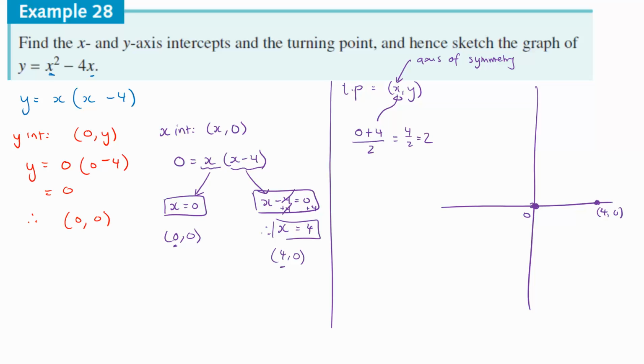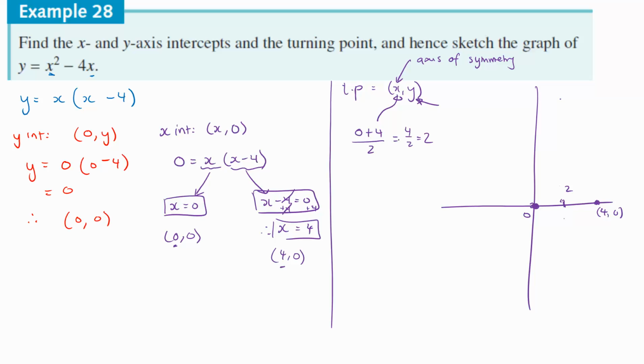So that tells me the middle of this graph, so I'm just drawing it out so you can see, has to be at 2. What I don't know is where the coordinate of the turning point is, because I only found the x. I need to find the y coordinate.